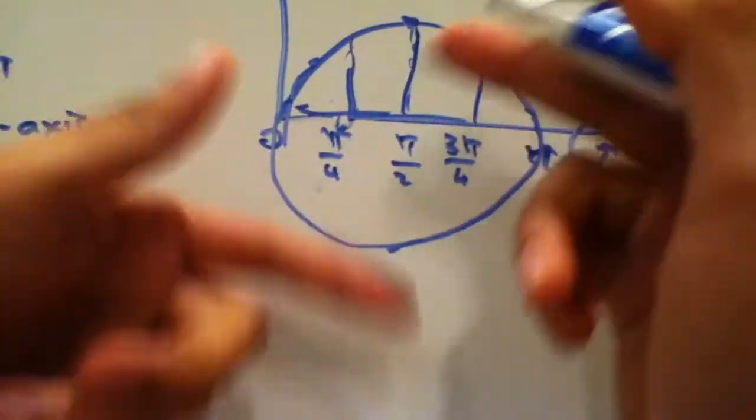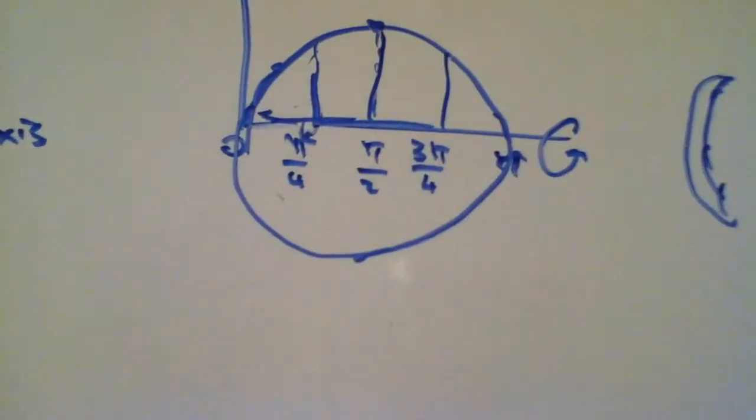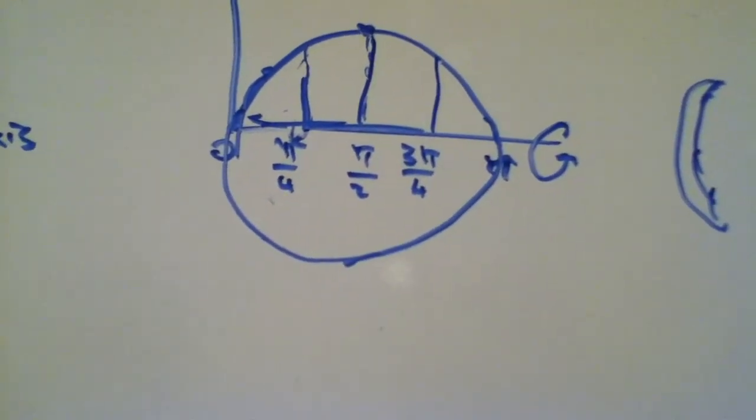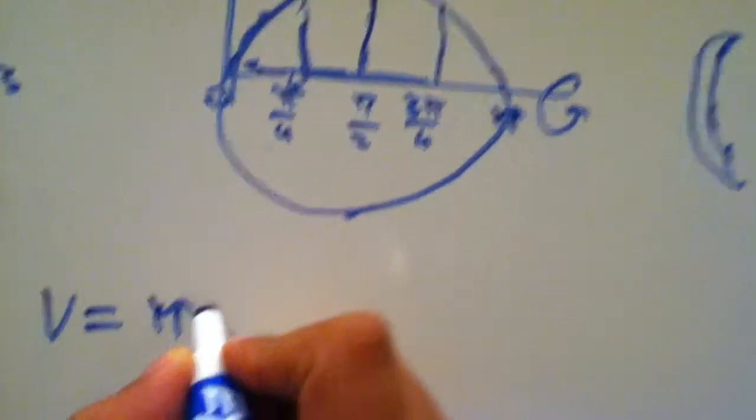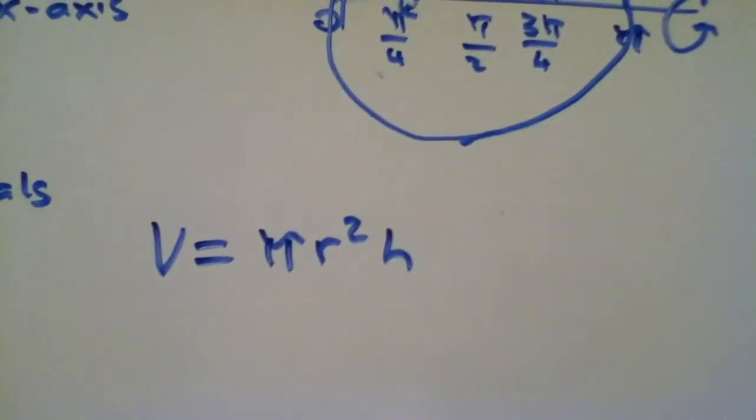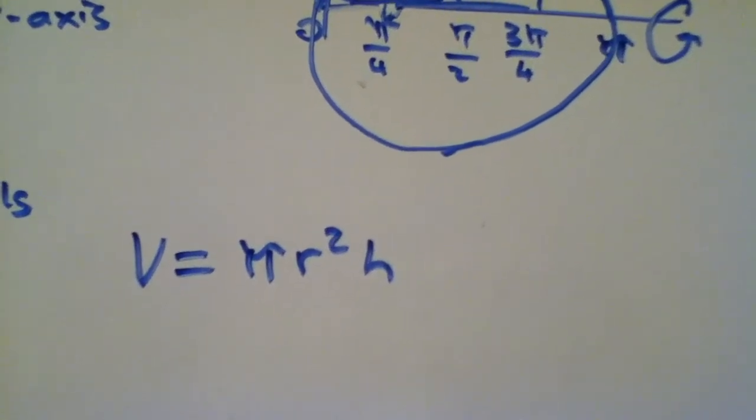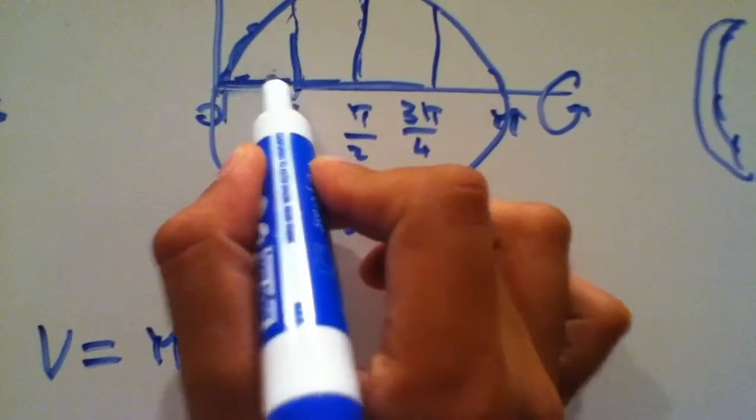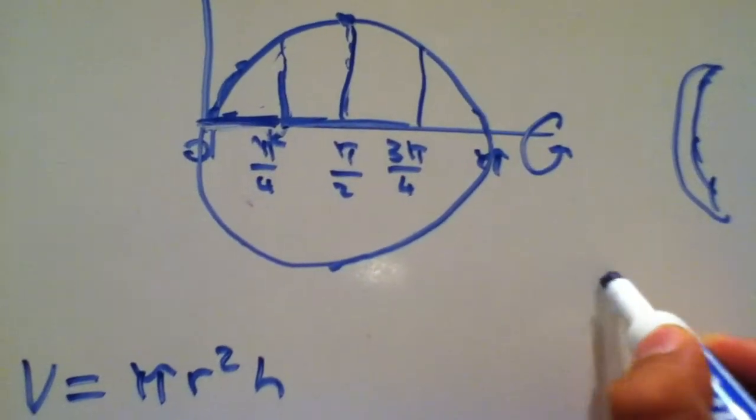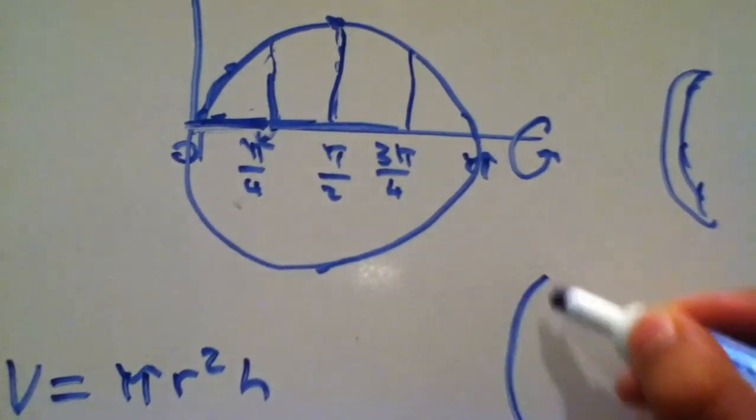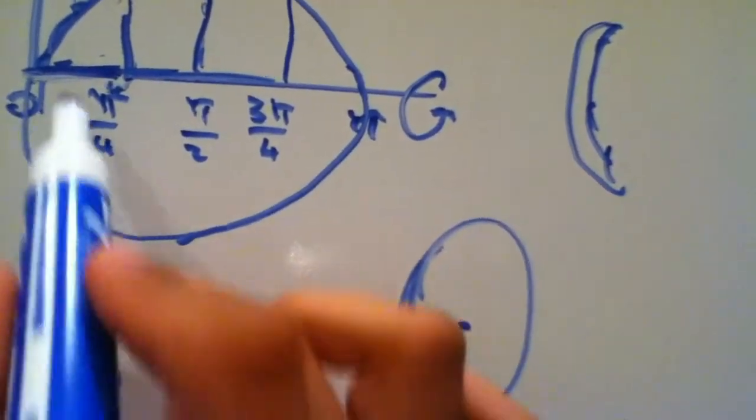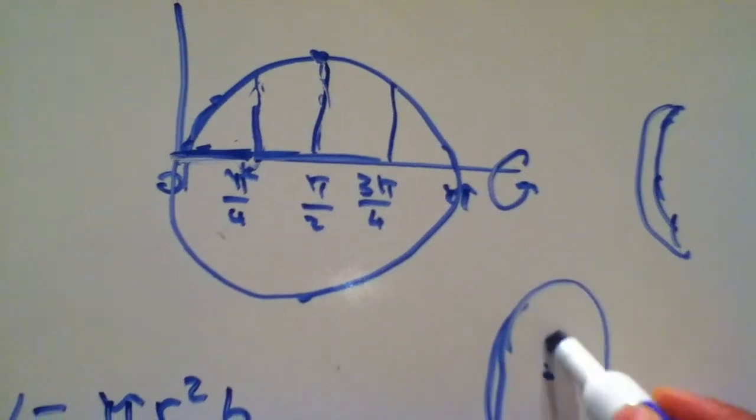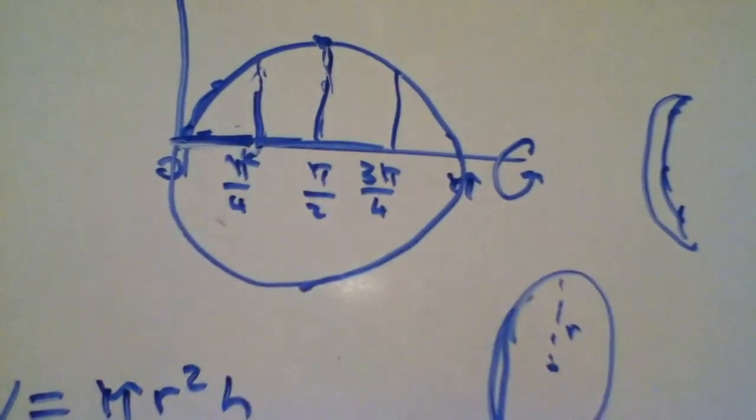Just explaining again, you're going to rotate this, and you're going to have these cylinders, neat slices going across like that. The formula for the volume of a cylinder is pi r squared h. And here we're going to say that this is the height. So these cylinders, I can draw one like this. The radius is going to be like that, and that's going to be the height there.